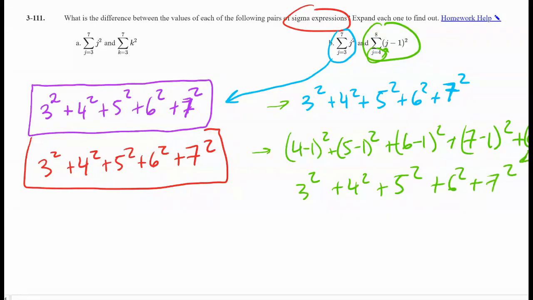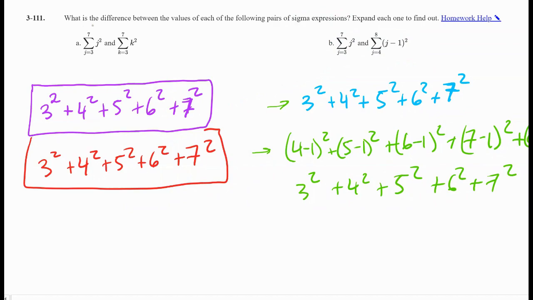So what you should notice there is that all of these are written a little bit differently, but all 4 of these summation expressions represent the same expanded form, and they also represent the same calculated sum.